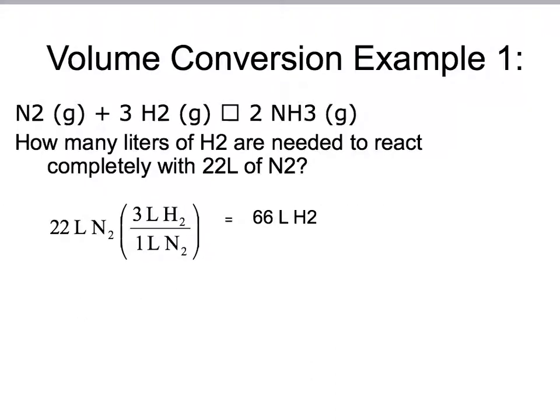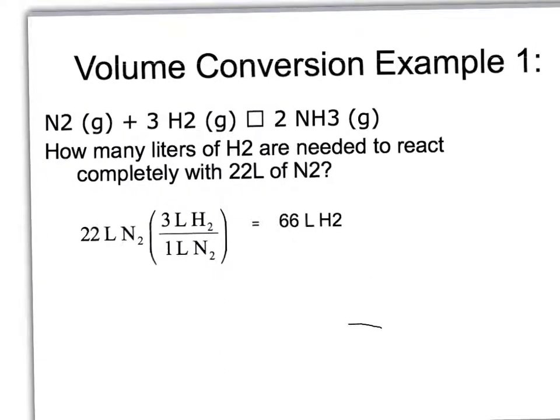All right. So if we want to know how many liters of hydrogen are required to react with 22 liters of N2, we just have to multiply by the coefficient. We're going to do just like we did with moles, pretend it's a mole-to-mole problem, except now we're using liters. So we start with 22 liters of N2, divide by 1 liter of N2, because that's the coefficient of N2, multiply by the coefficient of H2, which is 3, and we will end up with 66 liters of H2.